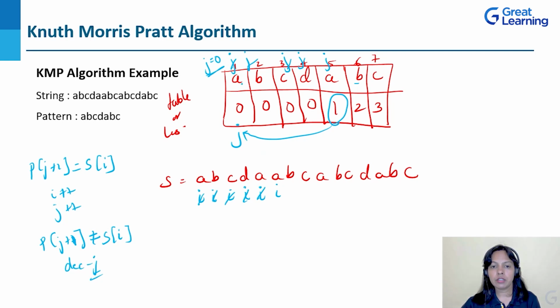Now you have to compare again. J is pointing at this A, right? And this is also A. So yes, these two are equal. So in case of equal, we'll increment both. I will be incremented, j will also be incremented.